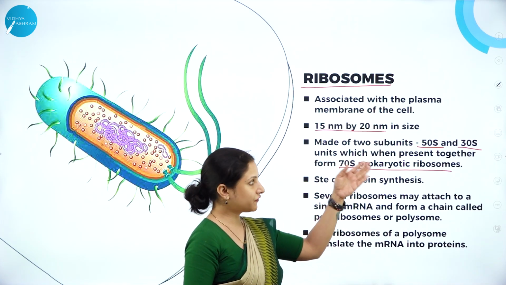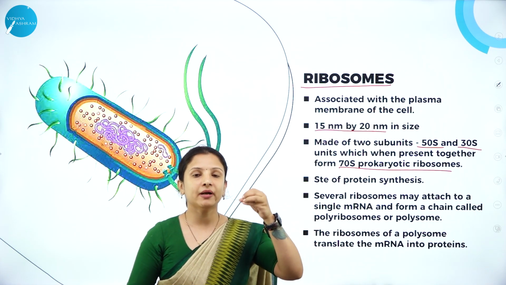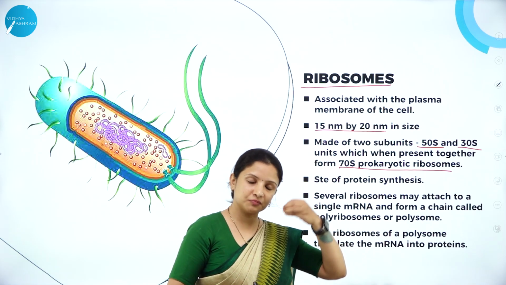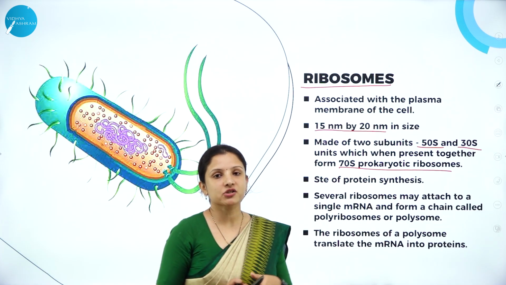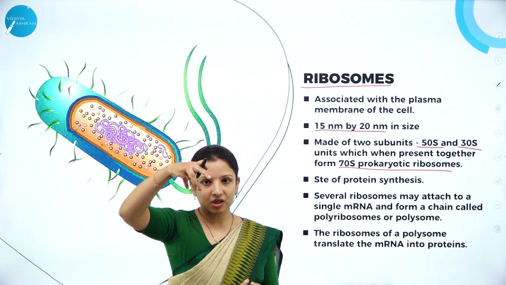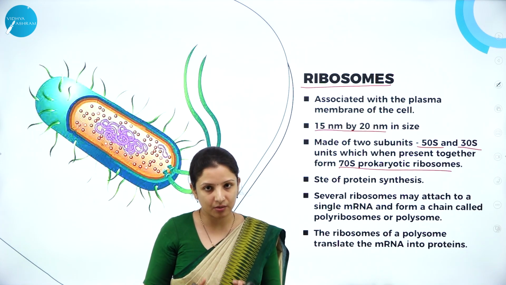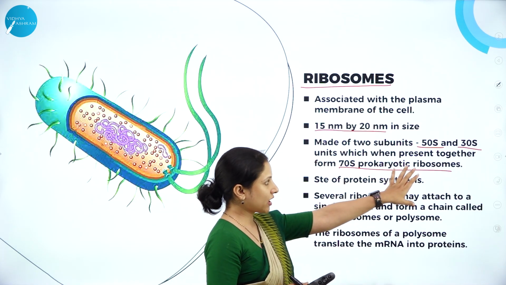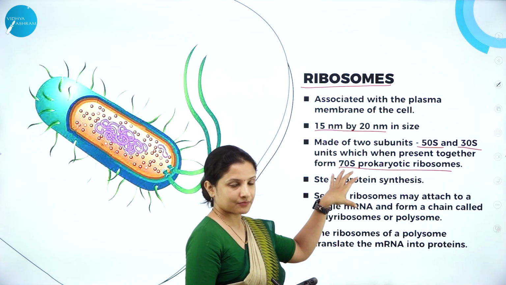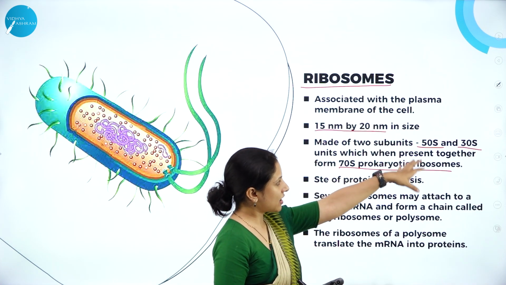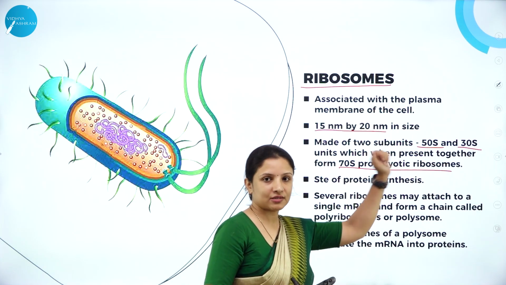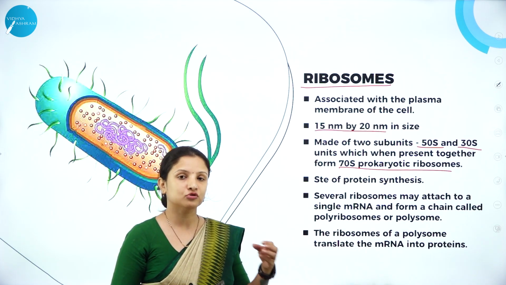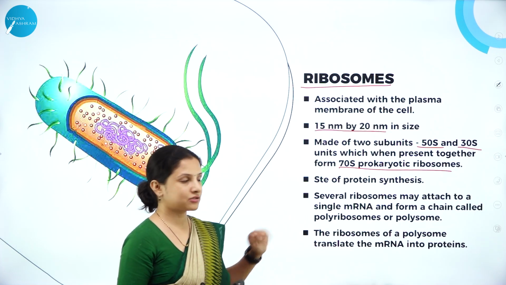No, it is 70. So 50 means the sedimentation rate of the larger subunit is 50. The sedimentation rate of the smaller subunit is 30. Sedimentation rate means when you put something in water, how fast it goes and settles at the bottom. That is the sedimentation rate. So in prokaryotes, the ribosome is 70S, with a larger subunit which is 50S and a smaller subunit which is 30S. This you will study later on when we talk about the eukaryotic ribosomes. There you will study about it in detail, so you will understand what it is there.